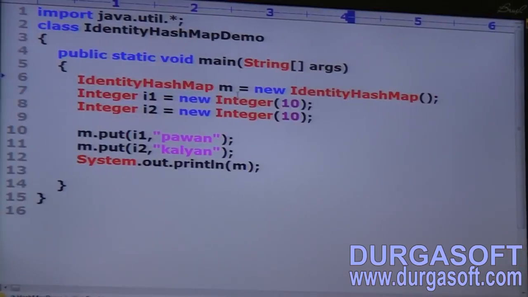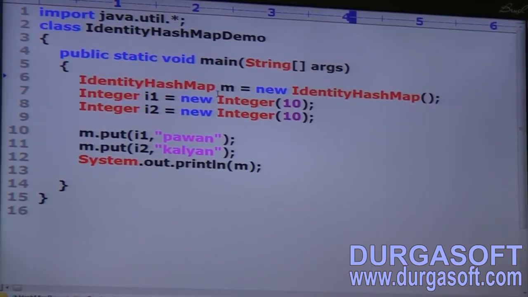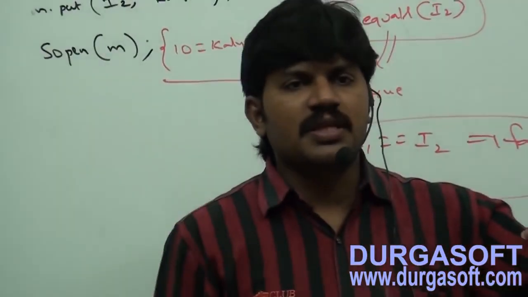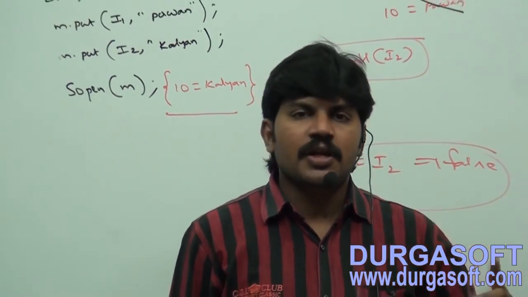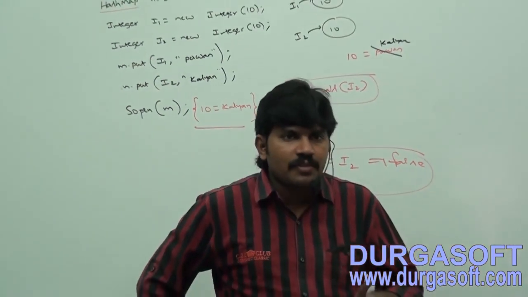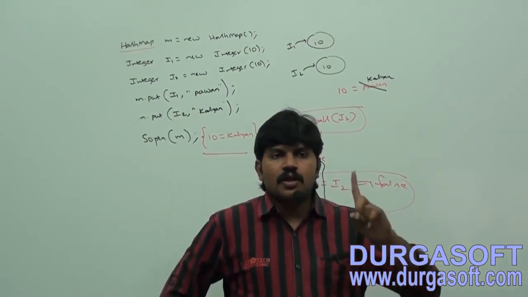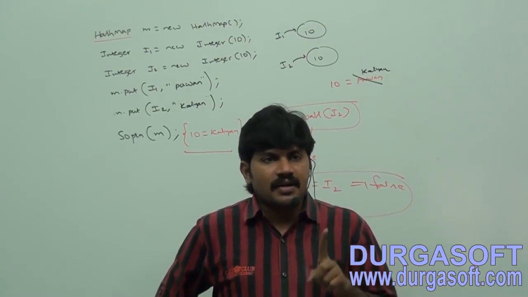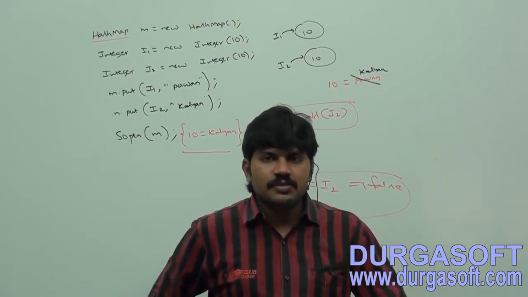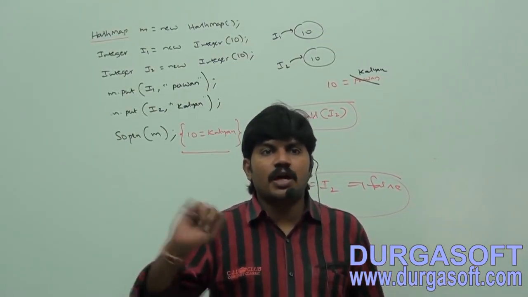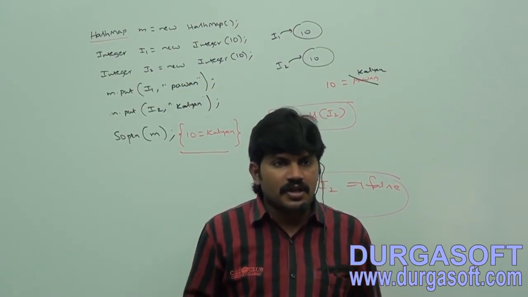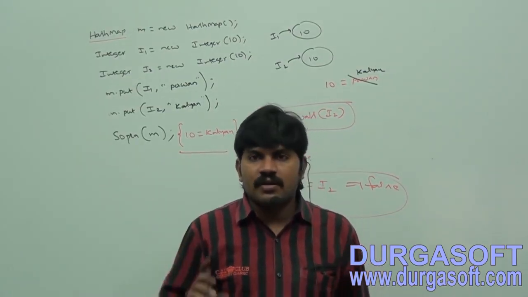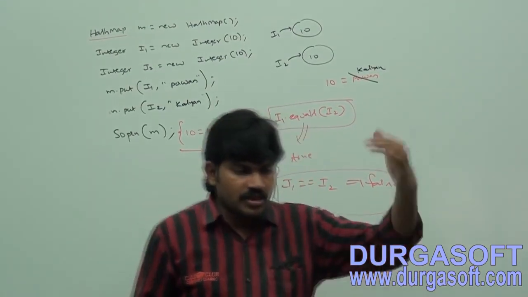Are you able to understand? Except for this, there is no other difference between HashMap and IdentityHashMap. Everything is the same except this difference. Can you tell what the difference is? In normal HashMap, the JVM will use the .equals method to identify the duplicate case, which is meant for content comparison. But in IdentityHashMap, the JVM will use the double equal operator to identify the duplicate case, which is meant for reference comparison, right?